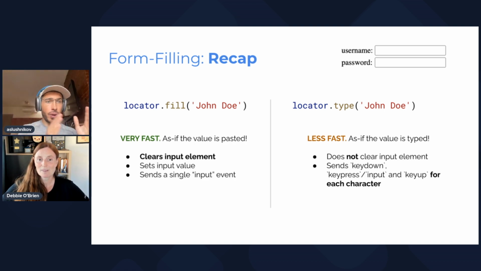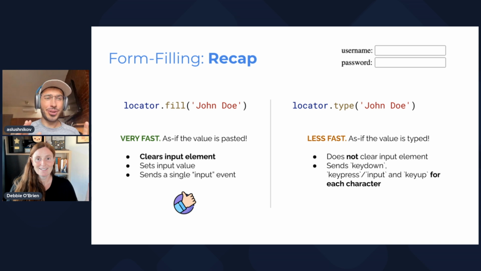The first one, locator.fill, is very fast. It's as if you paste the value in the input. It also clears the input beforehand, so it's very reliable and a perfect method for form filling. The other one, locator.type, is less fast, and it doesn't clear the input element. It's as if you type the value letter by letter, character by character, in the input field. So if you ask me which one you should use, you should always use locator.fill.